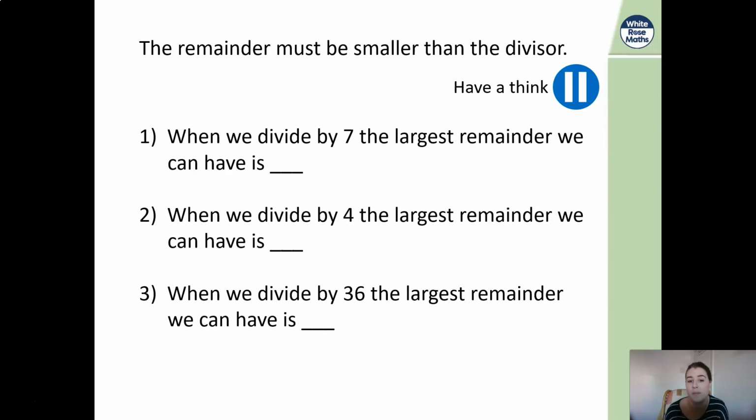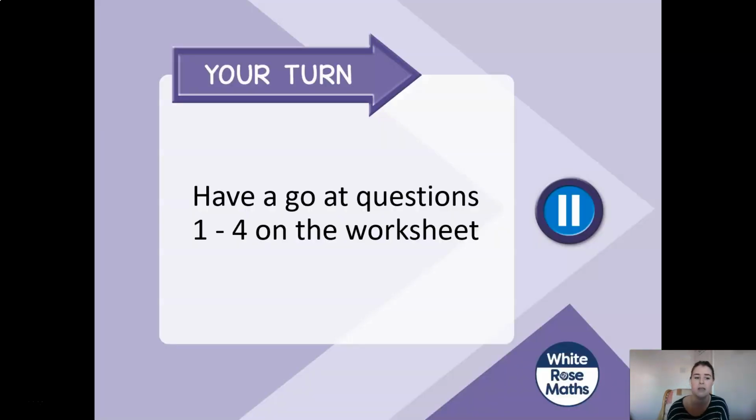Okay, so when we're going to divide by 7, we know we can't have remainder 7, so the next smallest one that we can have, or the largest one, is going to be remainder 6. If we're going to be dividing by 4, we can't have remainder 4, so the next largest remainder we can have is going to be 3. When we're dividing by 36, okay, we can't divide it by 36 and have a remainder of 36, so the next largest number it can be is going to be 35. Okay, so what I'd like to do now is pause the video and have a go at questions 1 to 4.